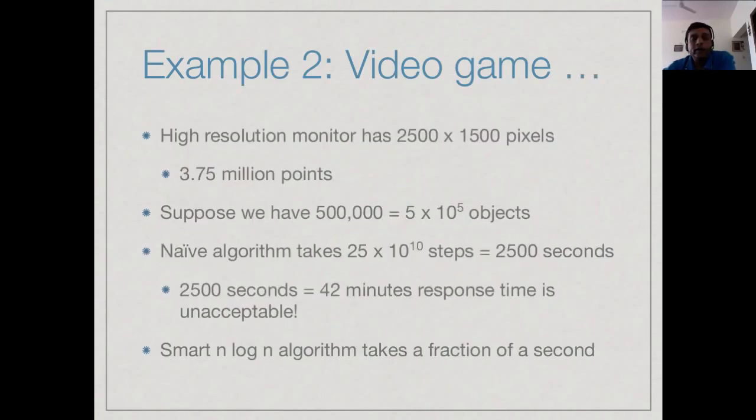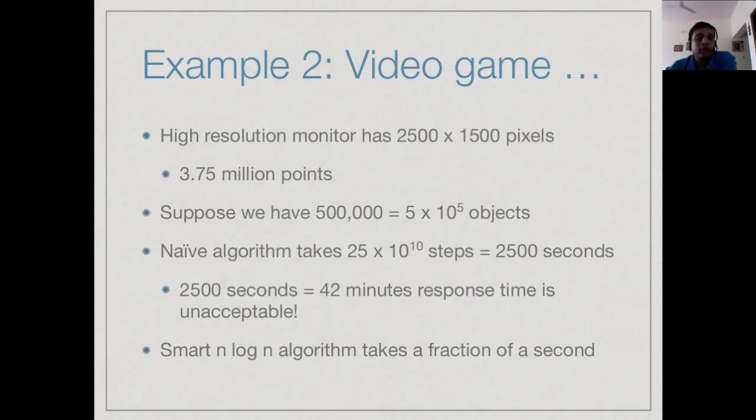Now on a modern kind of gaming computer with a large display, it is not unreasonable to assume that we could have a resolution of say 2500 by 1500 pixels. If we have one of these reasonable size 20-inch monitors, we could easily get this kind of resolution. So we will have about 3.75 million points on the screen. Now we have some objects placed at some of these points. So let us assume that we have 5 lakh objects, 500,000 objects placed on the screen.